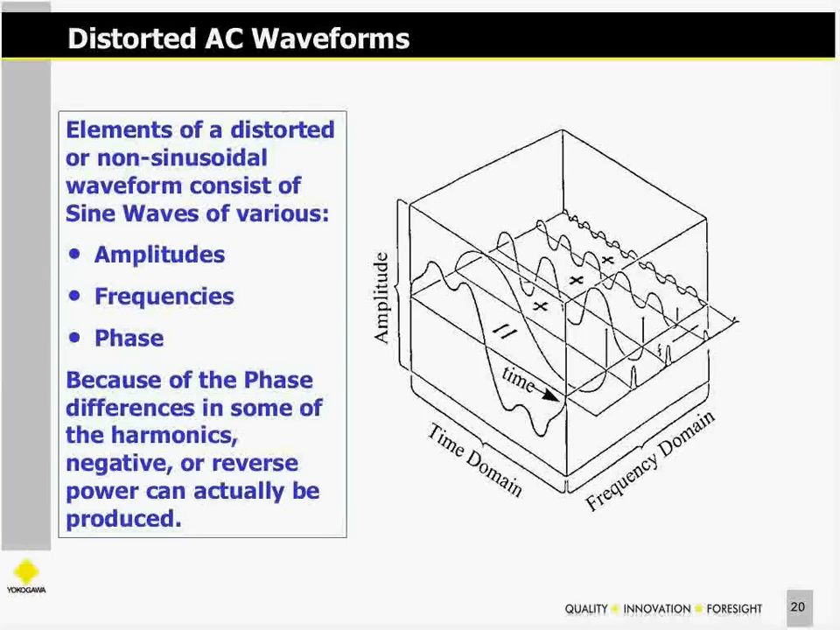Now, in a distorted waveform, when we break it down, this resultant waveform can be made up of various sine waves of different amplitudes. You'll see my different amplitudes. By different frequencies in the frequency domain, and actually different phases also. So each one of these can be at a different phase. And they just add together, point by point, mathematically, to give you the resultant waveform. So because of these phase differences in some of the harmonics, we can actually have a negative power or a reverse power produced to our equipment. So our distorted wave shape, again, is just made up of sine waves of different amplitudes, frequencies, and phase.